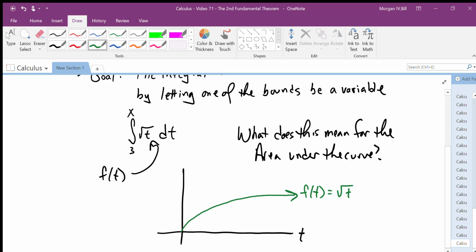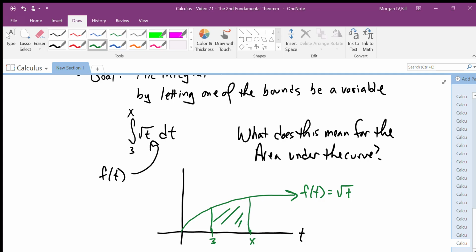Now, instead of having my area under the curve being from like 3 to 7, the area under the curve is from 3 to some number x. And because x can change, the area can also change. If x is 4, then it's a smaller area, and if x is 5, it's larger, and if x is 6, it's larger, and if x is 7, it's larger.